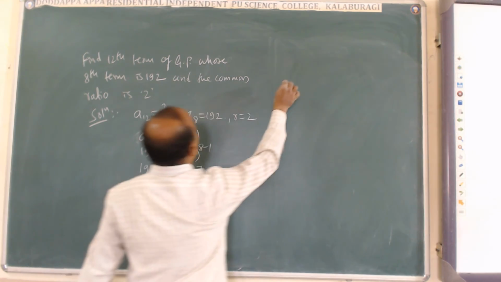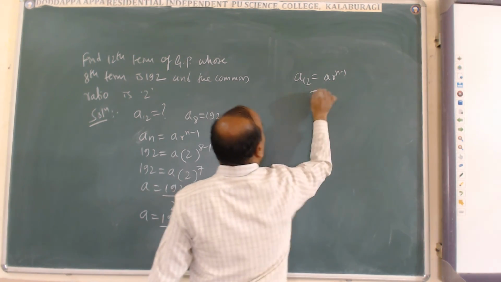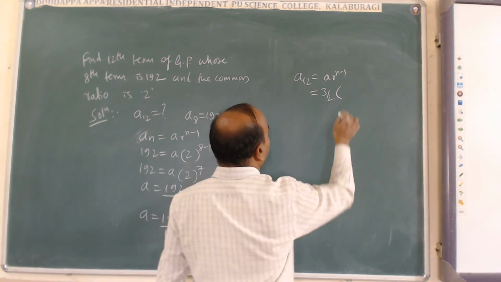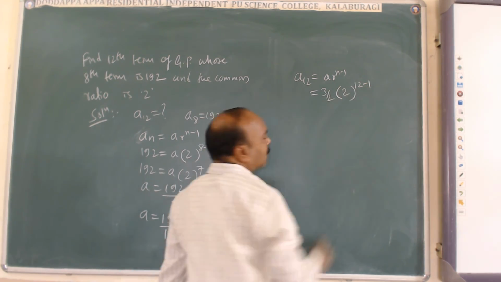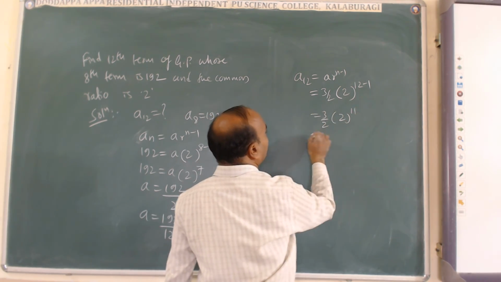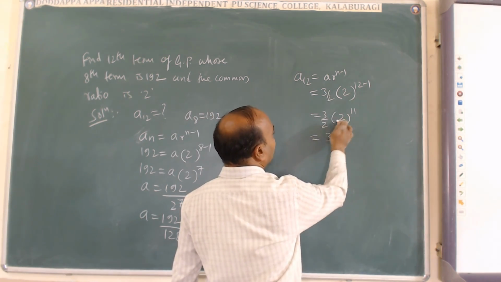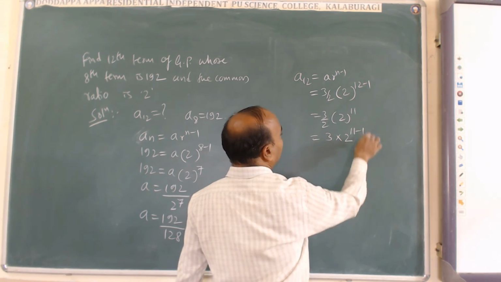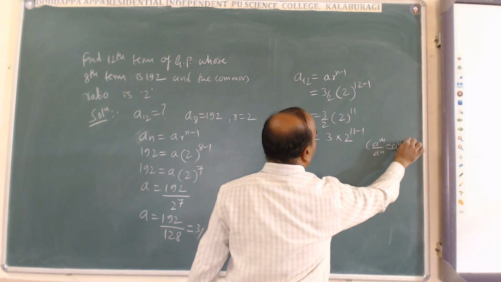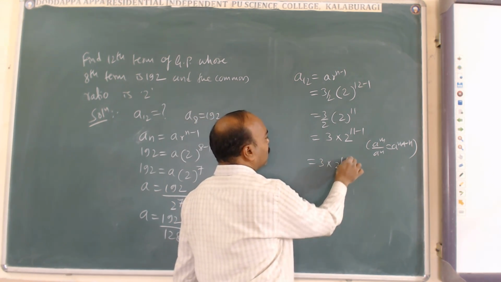Now we go for a12. a12 equal to again the formula a r raised to n minus 1. The a value we got already, 3 by 2. The r value is already given, 2 raised to 12 minus 1. So it is 3 by 2 as it is, 2 raised to 11. So it is 3 into, simply I will apply 2 raised to 11 minus 1, because a raised to m by a raised to n is a raised to m minus n. Using this index formula we get 3 into 2 raised to 10.